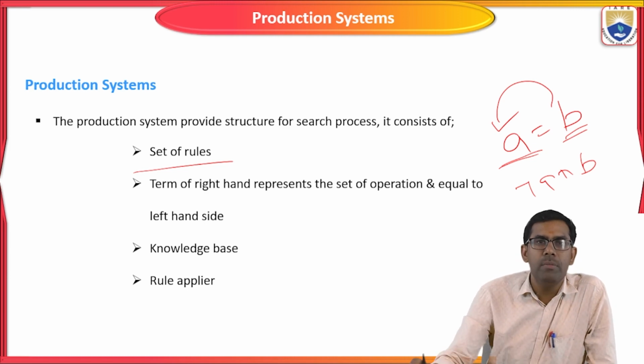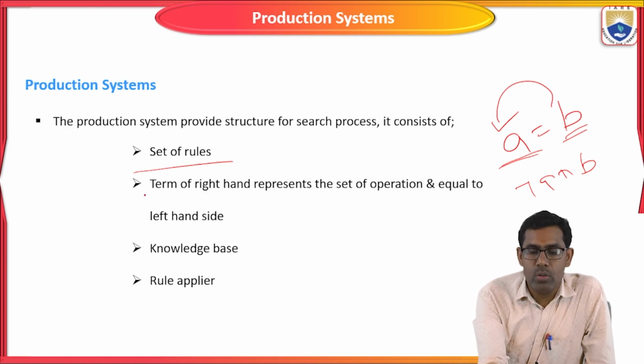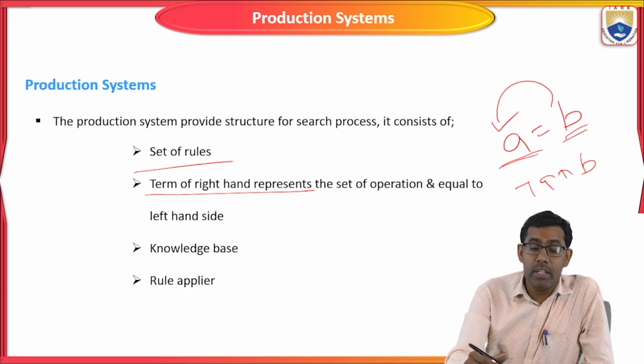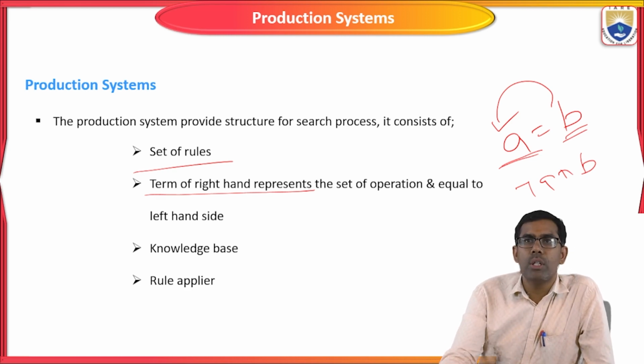The second one is the right-hand representation. The right-hand side represents the set of operations, unequal to the left-hand side, as I said in the previous example, A equal to B. That is what the left-hand side and right-hand side represent in the production system.